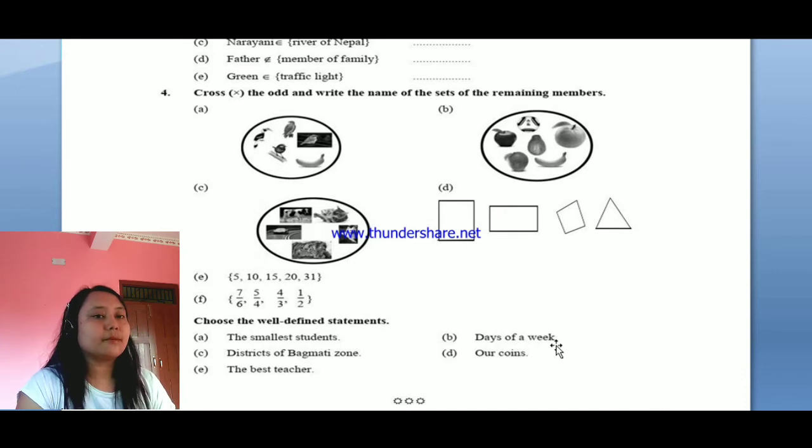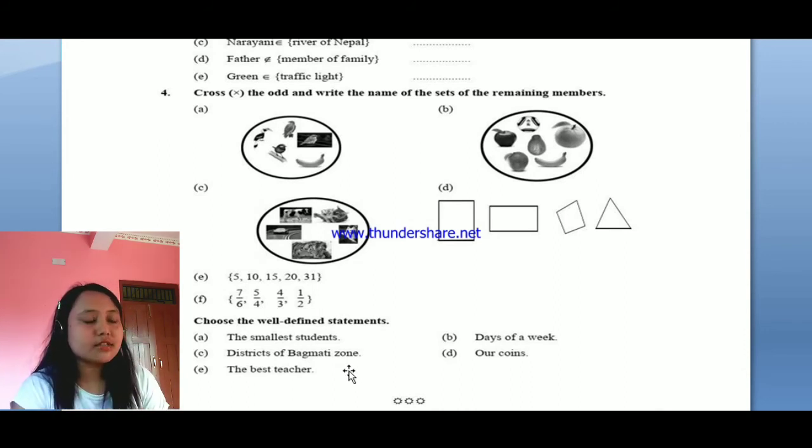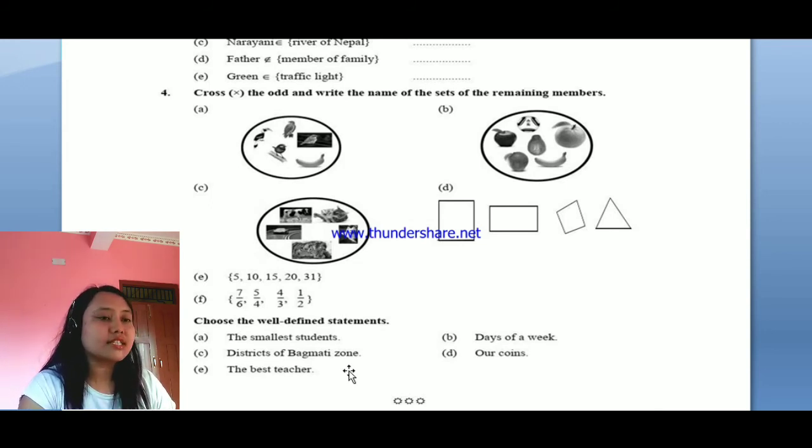But the days of the week are already known: Sunday, Monday, Tuesday, Wednesday, Thursday, Friday, Saturday. We already know those 7 days of the week. That is a well-defined statement. Similarly, let's talk about the districts of Bagmati zone. In Bagmati zone, there are different sorts of districts: Makwanpur district, Narayani district, Chitwan. There are so many districts in Bagmati zone and it is clearly defined. We can list out the names of the districts of Bagmati zone. That's why it is also well defined.